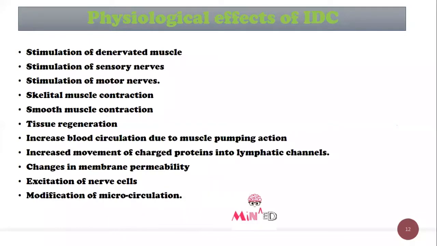For stimulation of the sensory nerve, we can also apply the IDC, that is LD IDC, on the sensory nerves. Stimulation of the motor nerve is the same as the denervated muscle application. Skeletal muscle contraction: if you have to contract the skeletal muscles, you have to apply the IDC, that is LD IDC or IG current. Tissue regeneration: if you want to regenerate tissue which is affected, surgically removed or disrupted in any way, you have to use the IG current.